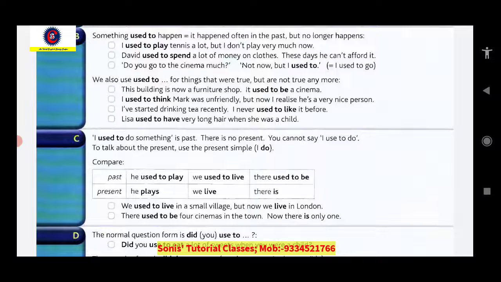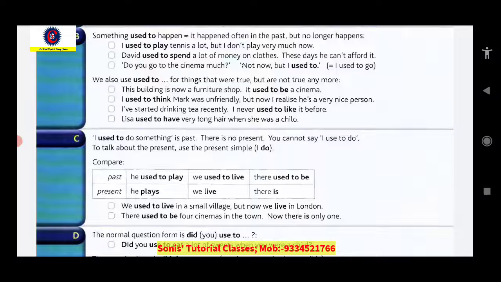Okay? So it is clear from these example sentences that "used to" is used with V1 to talk about a situation or an action that happened in the past very often, but it doesn't happen anymore at present. Okay? We also use "used to" for things that were true but not true anymore. Like, this building is now a furniture shop. It used to be a cinema. It means earlier it was a cinema, but now this is a furniture shop.